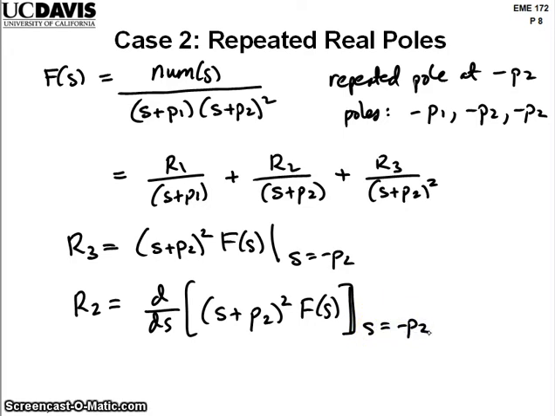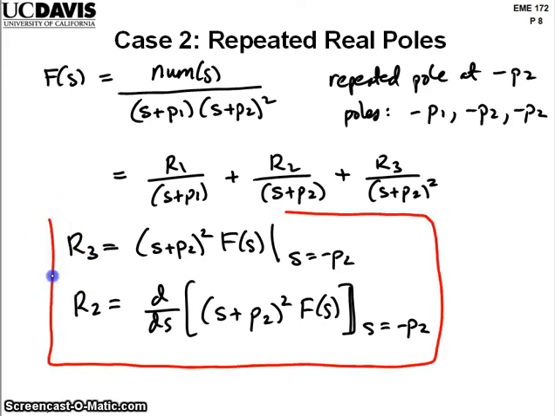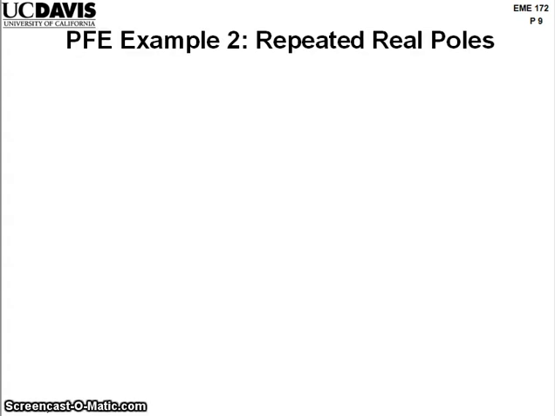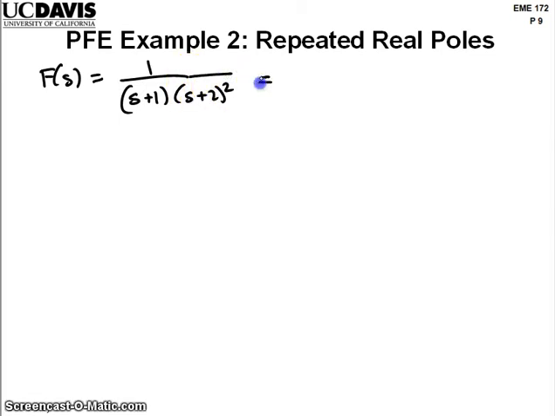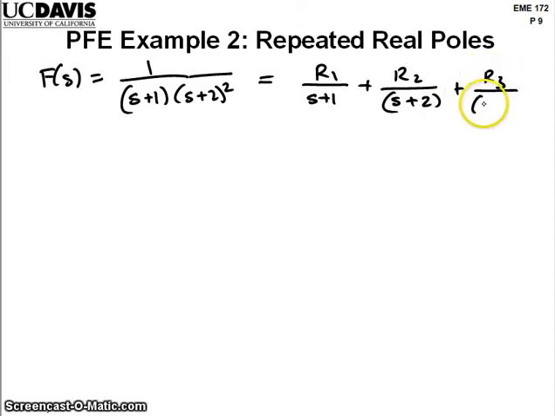All right, I'm going to illustrate this by example. I'll put a little box around this to show how we're going to do this. Let's do an example. The example I picked is F of s equals 1 over s plus 1 times s plus 2 squared. I'll write out the expansion: R1 over s plus 1 plus R2 over s plus 2 plus R3 over s plus 2 squared.